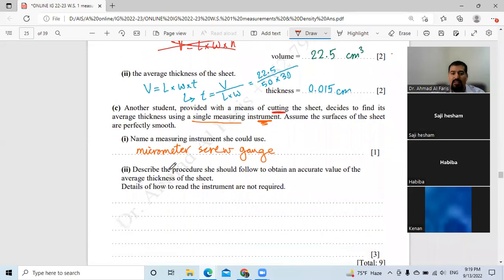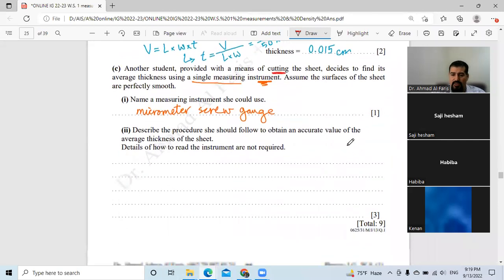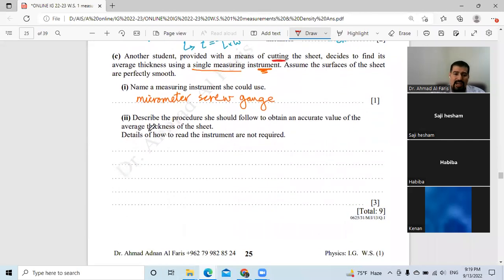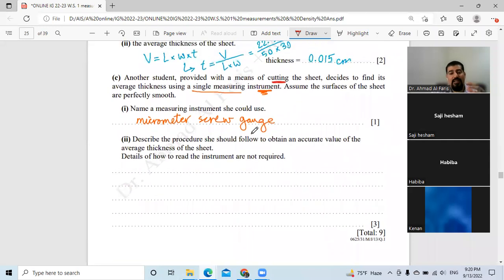Look here, double R. Describe the procedure she should follow to obtain an accurate value of the average thickness of the metal sheet. Details of how the reading of the instrument is taken are not included. We talked about the instrument last time, how we can use it to take the reading, but now they don't ask about it. They want from us how we can use this instrument to take the reading. What do we need to do?